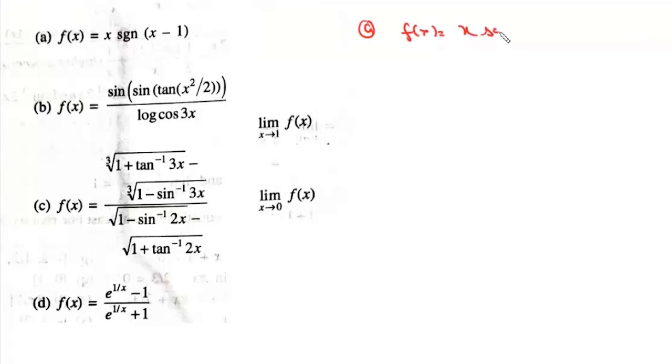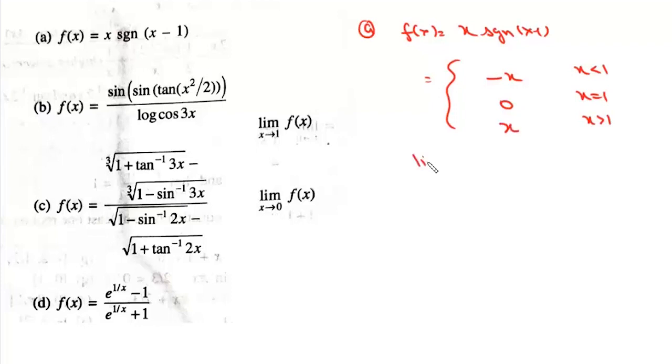x into signum function of x minus 1. Now, we know that signum of x minus 1 is minus 1 when x is less than 1. So, it will be this minus x. When x equals 1, it will be 0. And when x is greater than 1, it will be plus x.